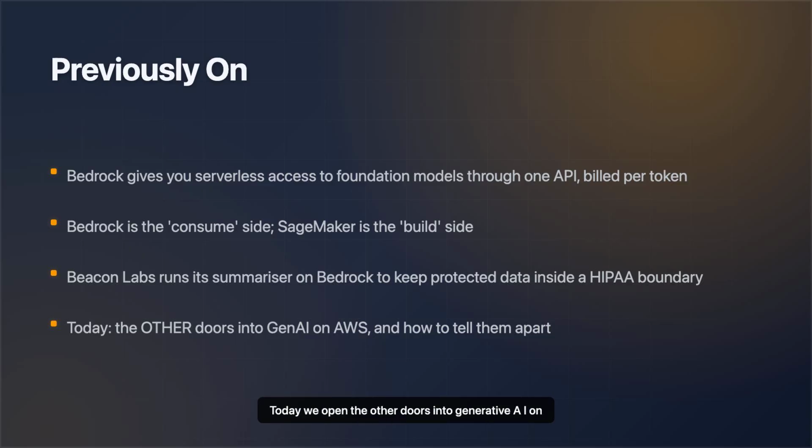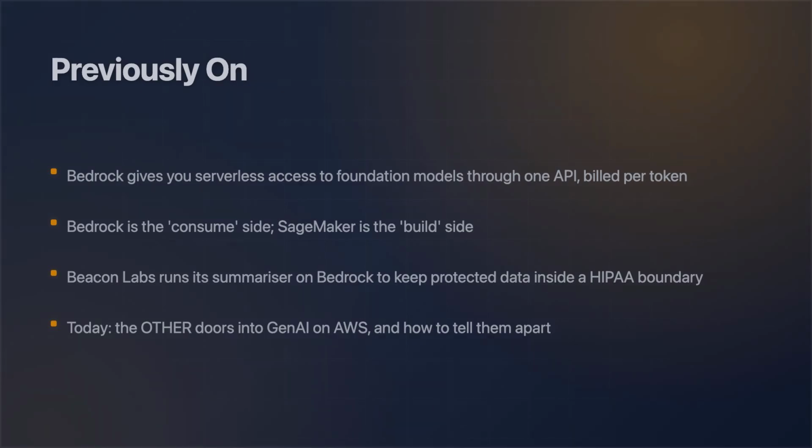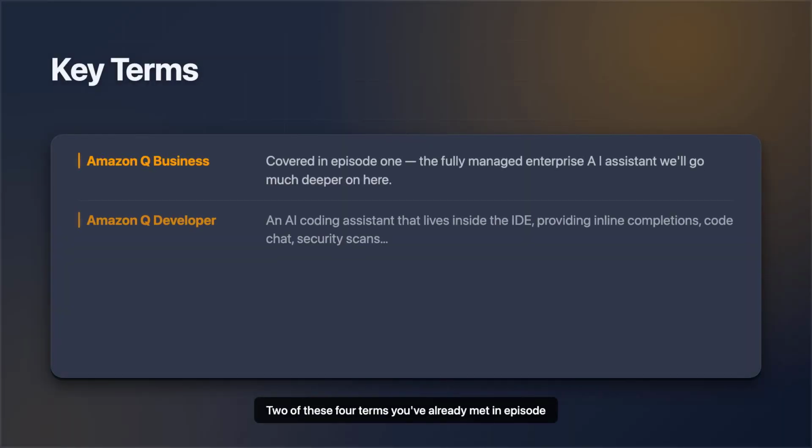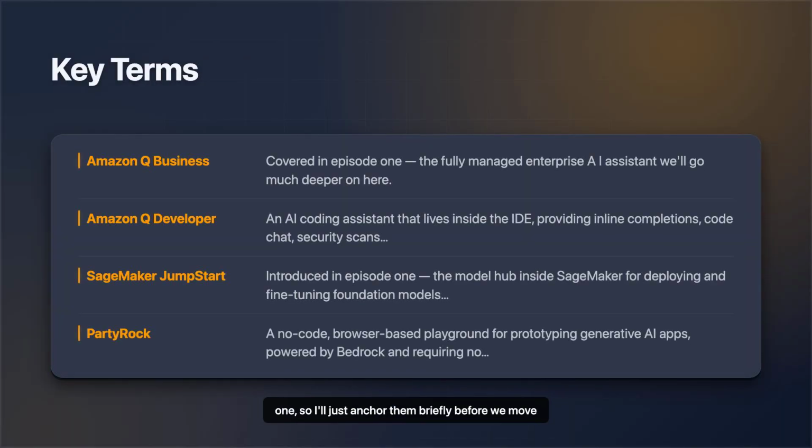Today, we open the other doors into generative AI on Amazon Web Services, and the whole game is telling them apart. Two of these four terms you've already met in episode 1, so I'll just anchor them briefly before we move on. Amazon Q Business and SageMaker JumpStart were both introduced there. This episode is where they get the full treatment. What's new here is Amazon Q Developer, the AI coding assistant that lives inside your editor, giving you completions, code chat, and security scans. And PartyRock, a no-code browser-based playground for prototyping generative AI apps powered by Bedrock with no Amazon Web Services account required.